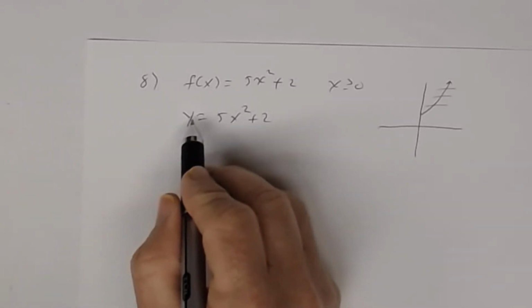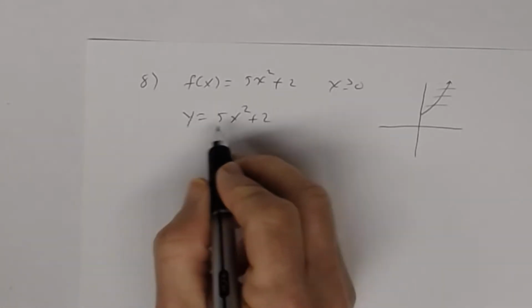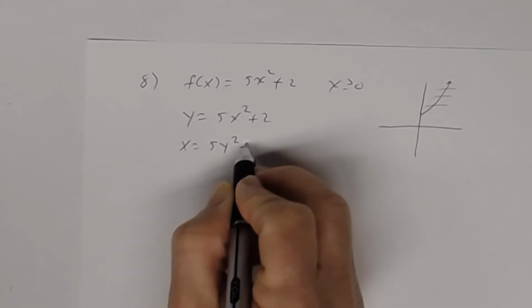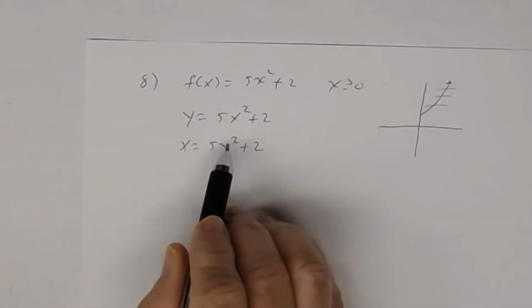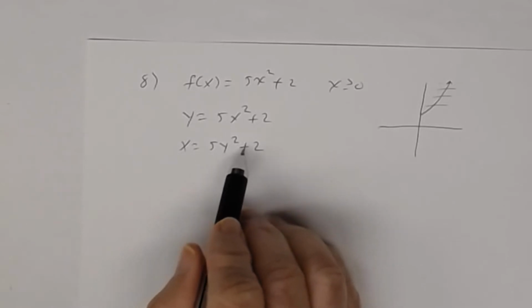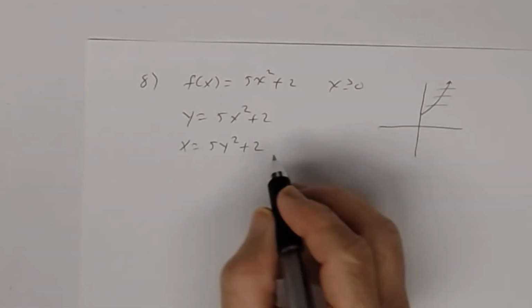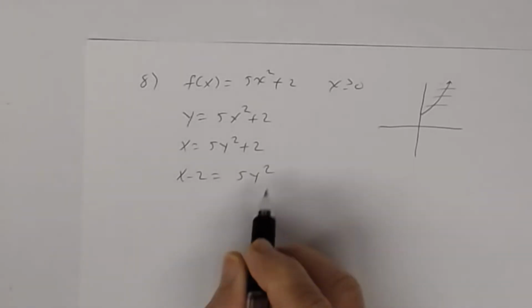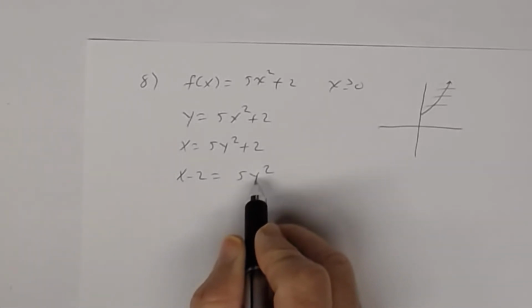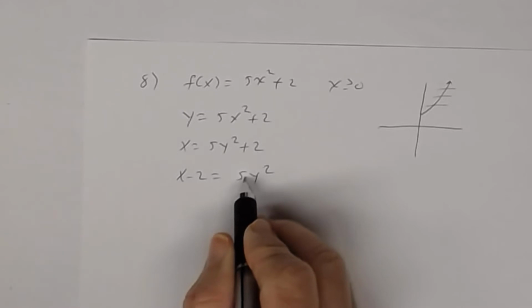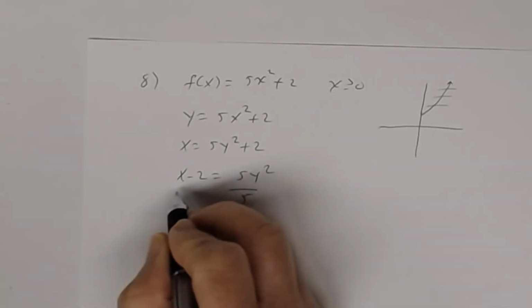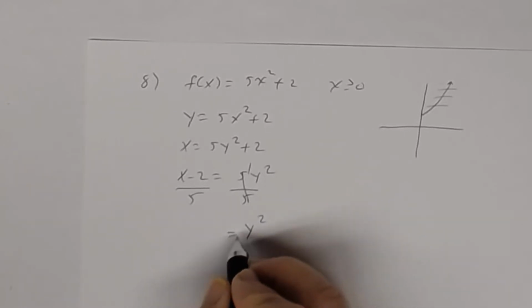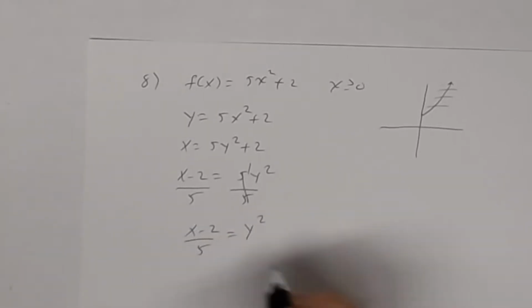Then you're going to interchange the variables. So x becomes y, y becomes x. So x equals 5y squared plus 2. And then now you're going to solve for y. To solve for y, I'm going to first of all subtract 2 from both sides. So you get x minus 2 equals 5y squared. And then finally, to get y squared by itself, you're going to divide both sides by 5, just like this. And so you get y squared equals x minus 2 divided by 5.